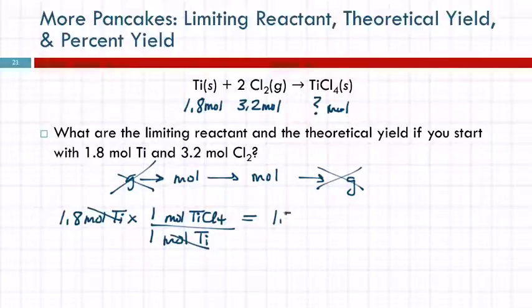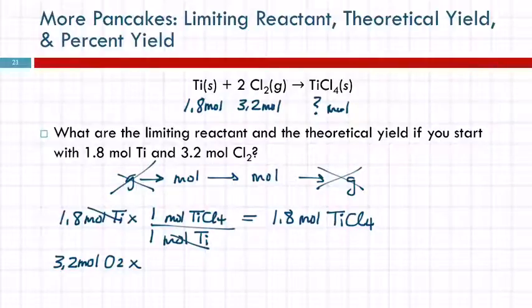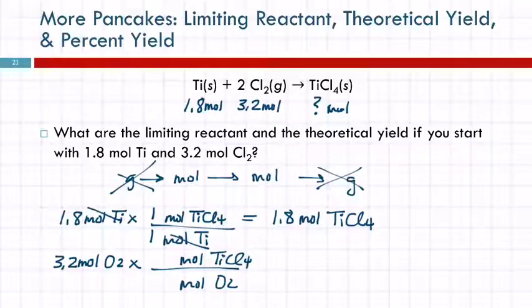Well, this one's pretty easy. 1.8 moles TiCl4. And then I'm going to take the other one and figure out how much product. So I did the flour, and then I'm going to do the eggs, and then I'm going to do the baking soda or baking powder, except here there's only the 2 ingredients. 3.2 moles of Cl2, and I'm going to moles of the product, and I'm dividing by moles of this starting amount.